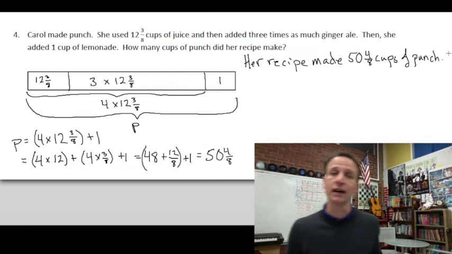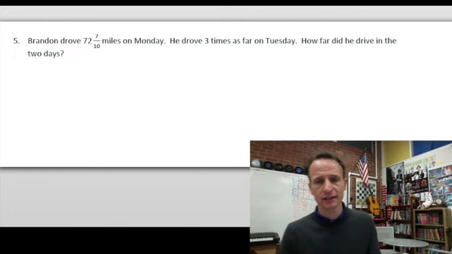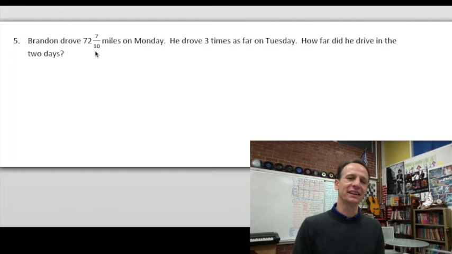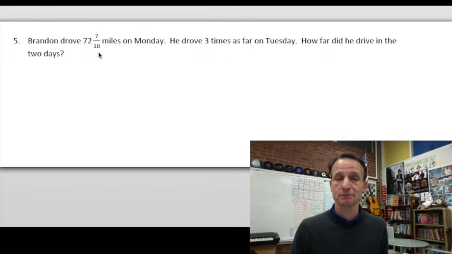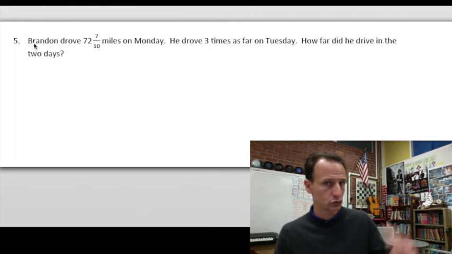Let's go on to number 5. Adding to our Eureka Land cast of characters, we have Brandon the driver. I don't know why he's driving around so much. Maybe he's just lost. Brandon drove 72 7/10 miles on Monday. He drove 3 times as far on Tuesday. How far did he drive in those 2 days?